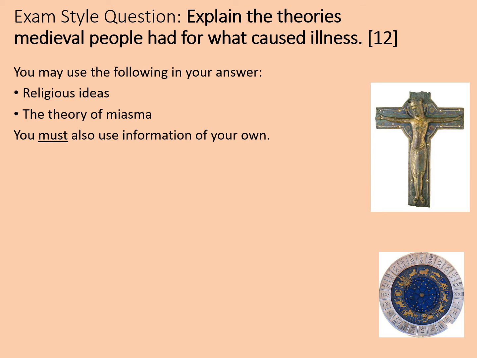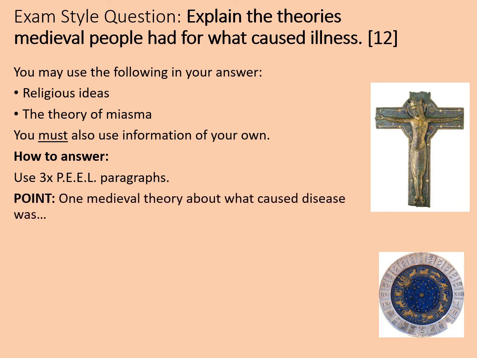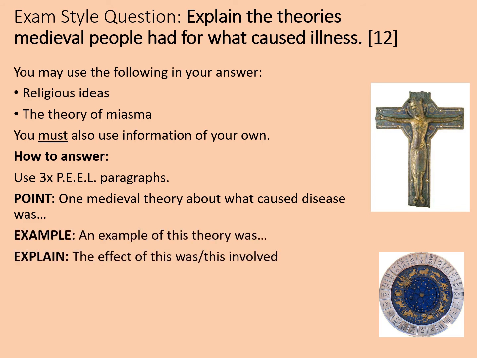If you're unfamiliar with this though, here's some tips on how you might answer. You want to use what I call 3 PEAL paragraphs. PEAL stands for point, example, explain and link. Here's how it might look. You can use this writing frame if you find it helpful. If not, write it in your own style. Firstly, make a point: one medieval theory about what caused disease was. Then give an example: a specific example of this theory was. Explain it: the effect of this was, or this involved.